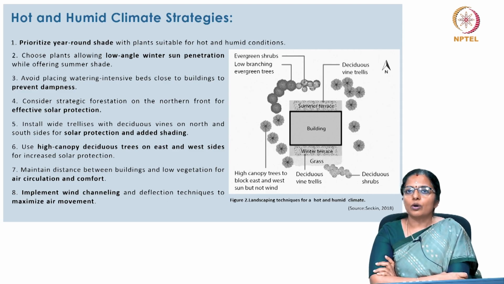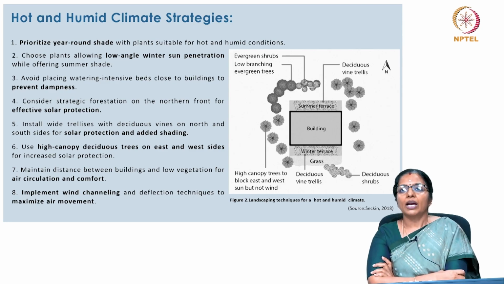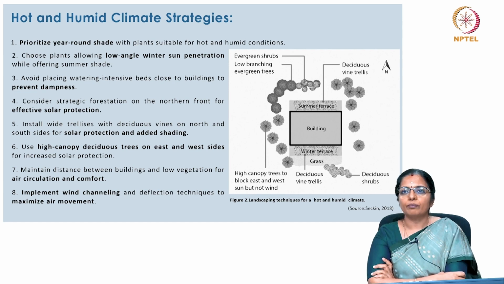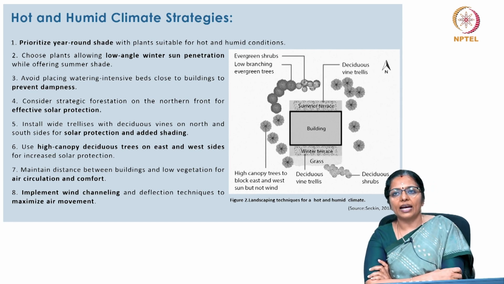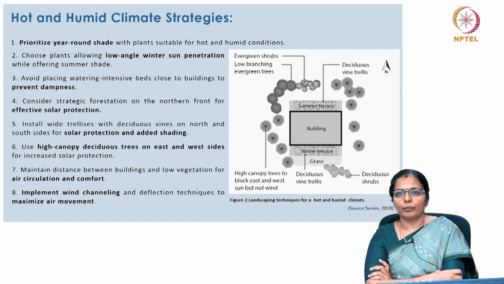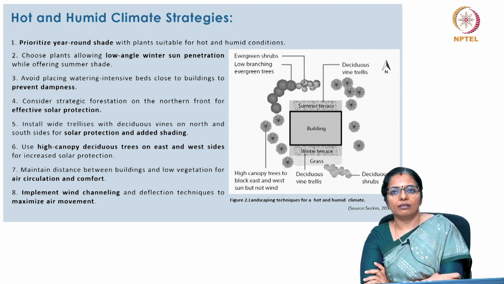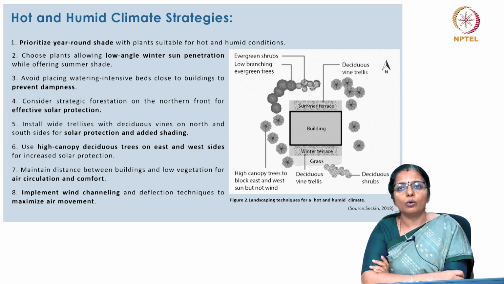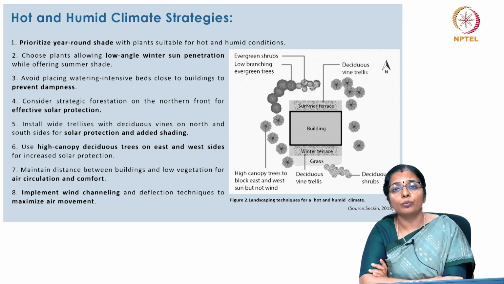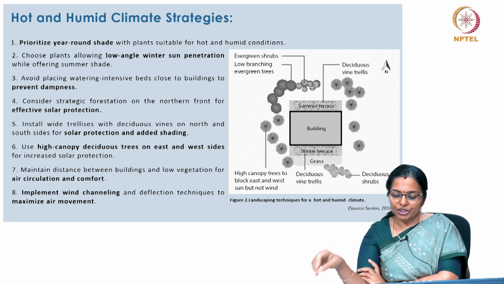We must utilize wide trellis with vines, high canopy deciduous trees, and maintain building vegetation distance for comfort and airflow. We must implement wind channeling for optimal air movement. Throughout the year, prioritize shade with plants suitable for hot, humid conditions. Not all plants can survive the climate. We must choose plants allowing low angle winter sun penetration while offering summer shade.